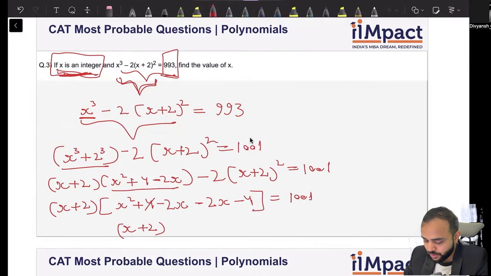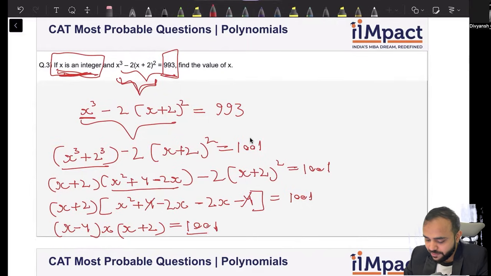The 4 and 4 will cancel. I will be left with x square minus 4x. I will take x common. So (x plus 2) into (x minus 4) is equal to 1001. So the only thing now I have to do is find the value of x which will satisfy this.